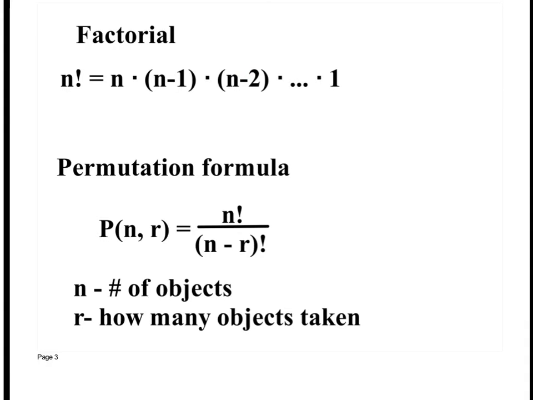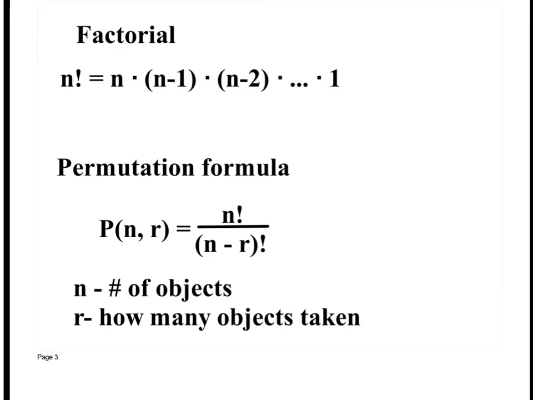For permutations, to figure out permutations, we use a factorial. A number with that exclamation point means you multiply it by the number one less, and so on down. So basically we count it. So the permutation formula is this right here. P of N R. N is the number of objects. R is how many objects are taken.